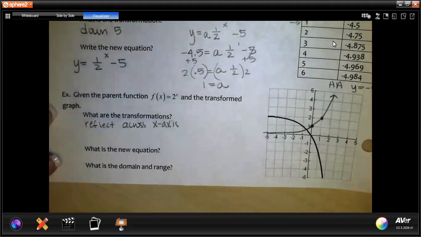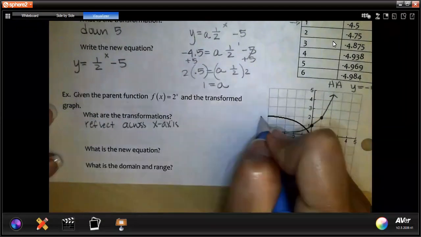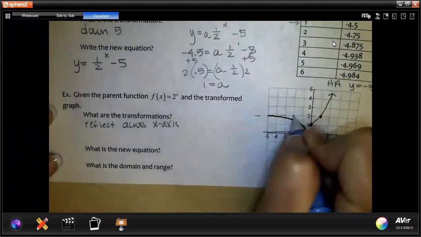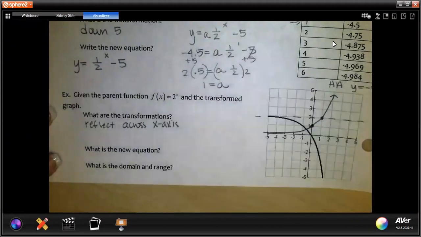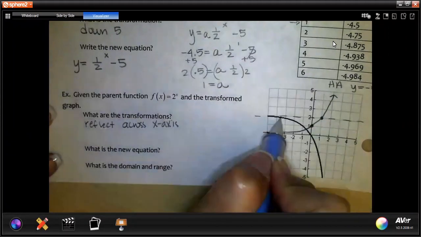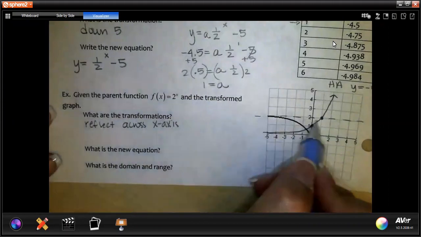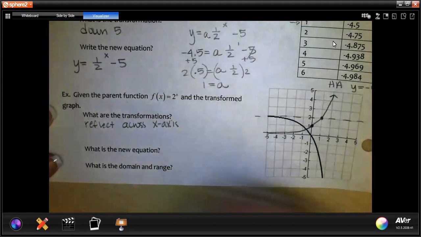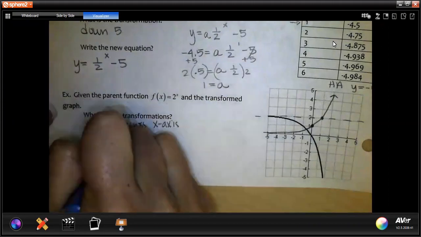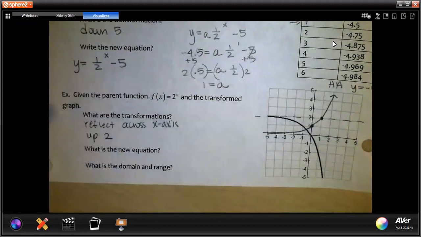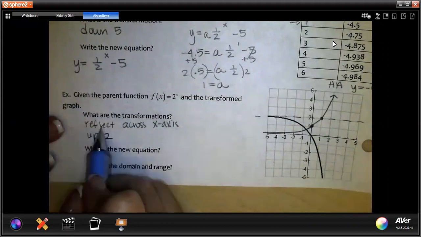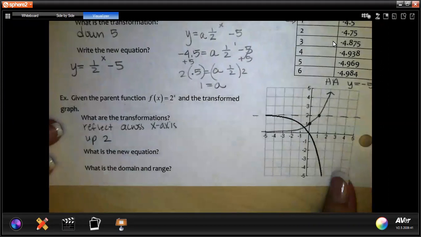The other obvious transformation we see is that the horizontal asymptote has moved. It is right here. That is what the graph is getting closer and closer to. So we know our horizontal asymptote is at y equals 2. So we know this graph has moved up 2. These are the obvious ones. I should be able to spot those very quickly.